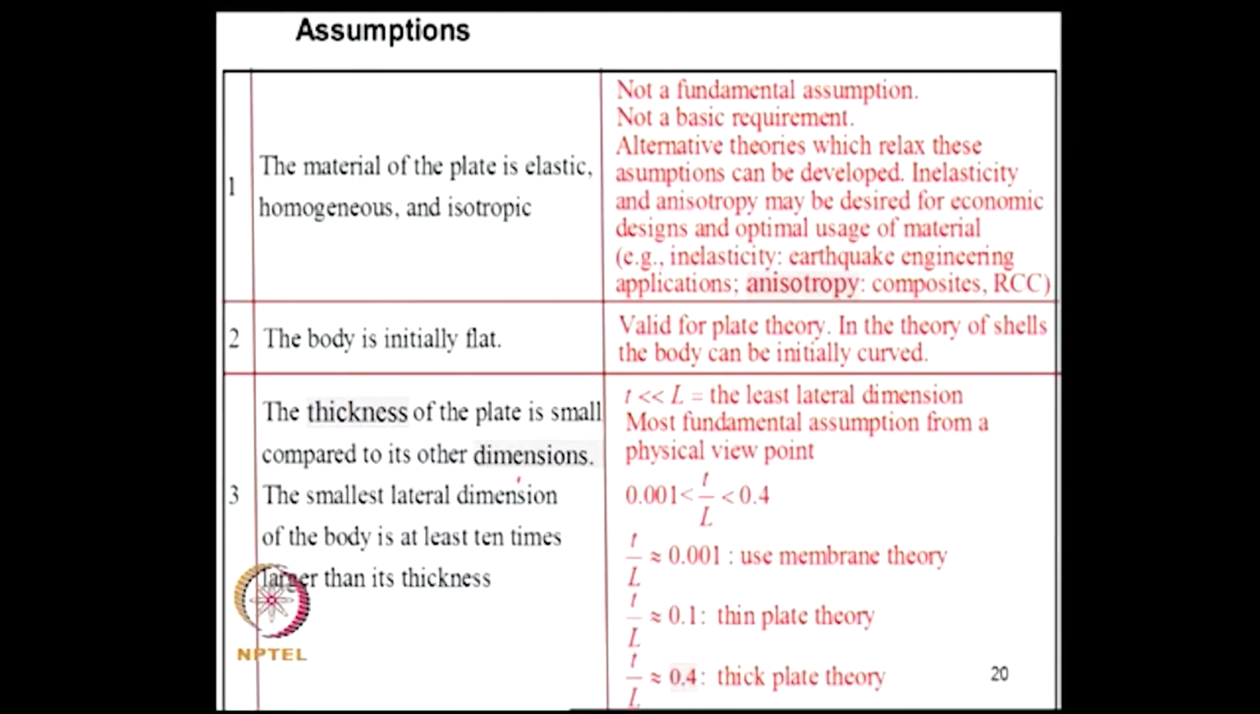So, T being much less than L, where T is the thickness and L is the least lateral dimension, is the most fundamental assumption from a physical point of view. If this condition is not satisfied, we are not talking about plates. So, the typical range for T by L is 0.001 to 0.4. If it is of the order of 0.001, we can use a membrane theory, like a 2-dimensional analog of a string. If it is in the range of about 0.1, thin plate theory can be used. If it is in the range of 0.4, then we need to use thick plate theory. So, this is one of the important assumptions.